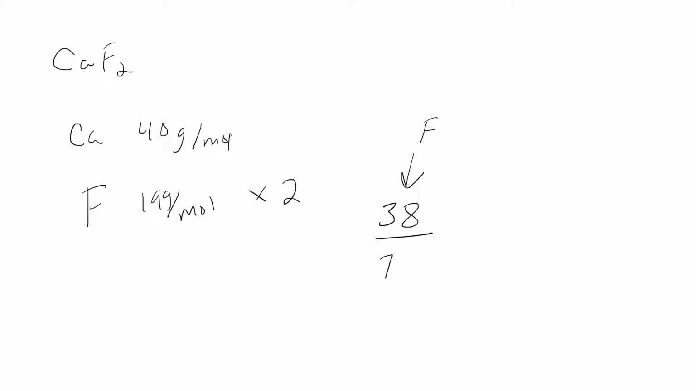So 38 divided by 78. If we take this ratio times 100%, keeping in mind that the grams per mole cross out, and do those calculations, we should get roughly 49% if you round up. It should be roughly 49%.